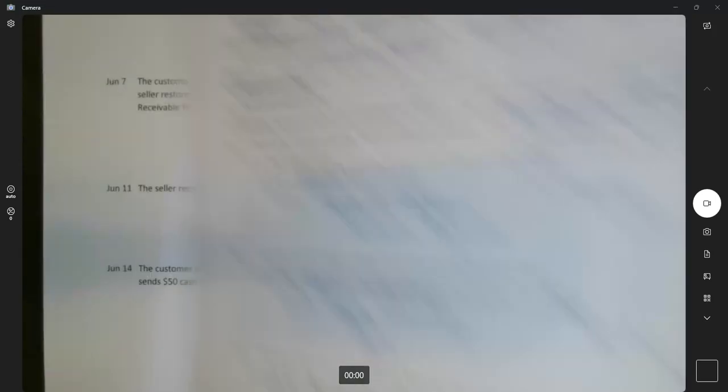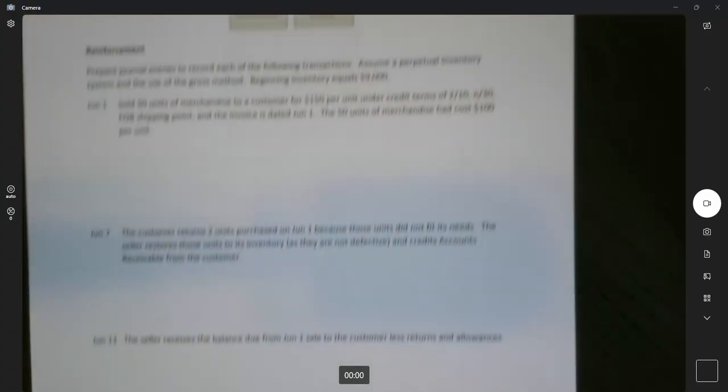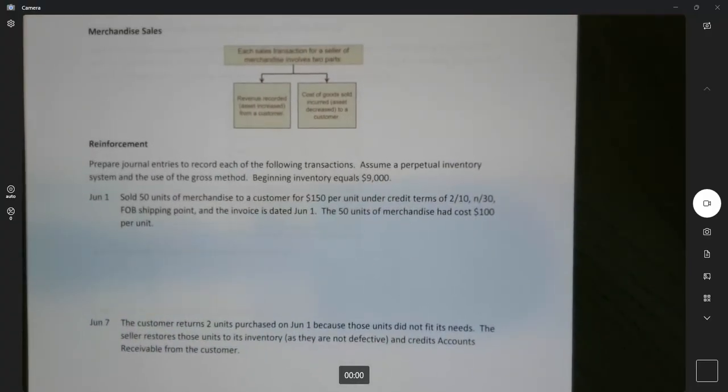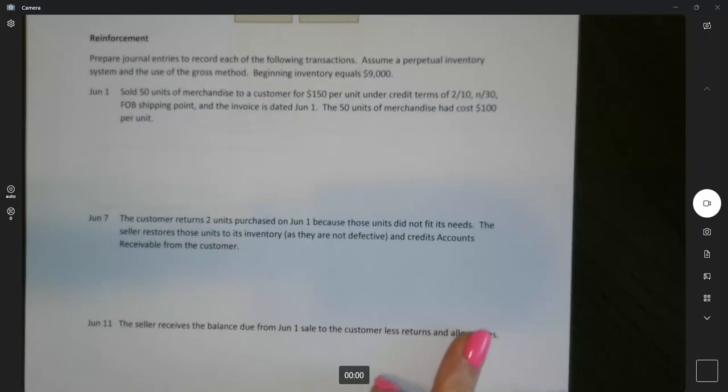Turning the page. Now we're going to look at merchandise sales. When we use the perpetual inventory system, we will have two entries basically when we record a sale. One will be the revenue recorded, where we increase the asset, and that's recording revenue from the customer. And the other entry will be the cost of goods sold incurred to the customer. Okay, so we're going to look at some example entries for merchandise sales down below.